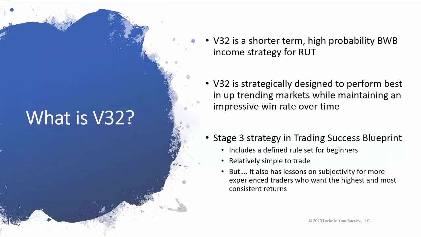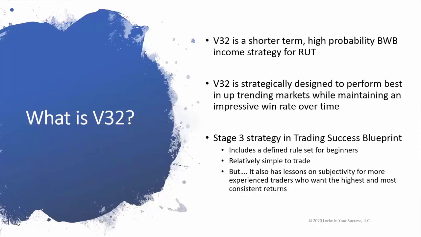So what is V32? Well, V32 is a high probability trading strategy, or some people call them an income strategy, and it's a shorter term high probability broken wing butterfly income strategy for the Russell 2000. Now, the V32 was strategically designed to perform best in uptrending markets while maintaining a great overall win rate over time. And you'll see that as we start to go over performance results and so forth.